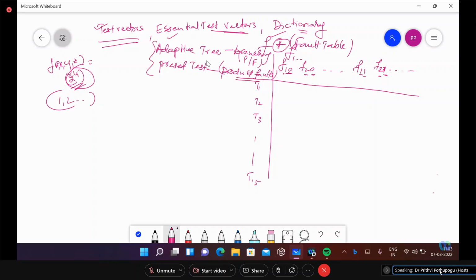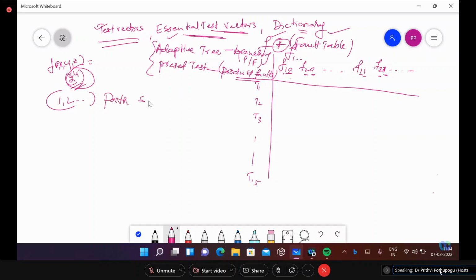Whatever may be the experiment you are doing, the goal is to find the test vectors, find the essential test vectors using your fault table and derive the dictionary. Maybe this experimentation, this aspect of adaptive or preset, is for complex designs. Maybe these methods will give you the effective dictionary, or what you say, the analysis will be perfect. Now, small designs are there, less complex designs.